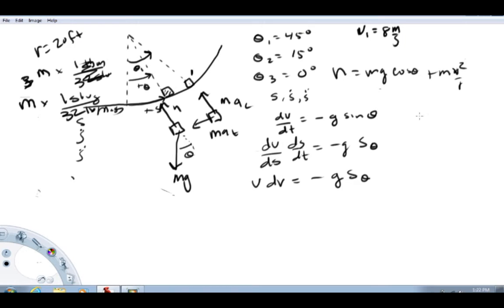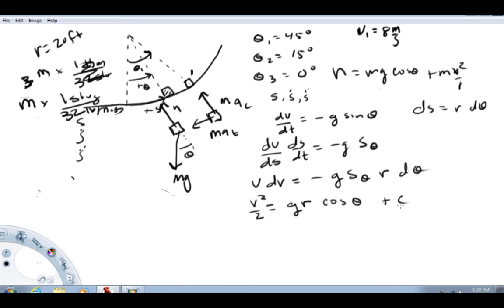Now the ds, I'm going to do this off to the side here, from the definition of a radian, ds can be written r times d theta. So converting this to an r d theta and moving it over here, here's what we're going to have. So now integration of both sides is going to yield this. V squared over 2 equals, on the right hand side, the g and the r are both constant. The antiderivative of sine theta is minus cosine theta, making this term positive. Right, and then plus a constant.